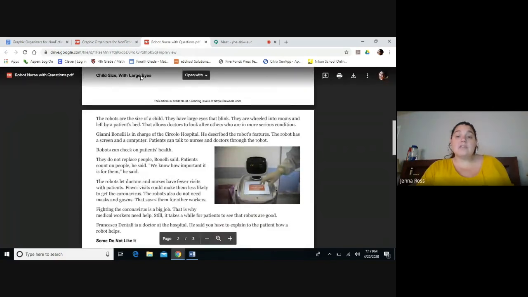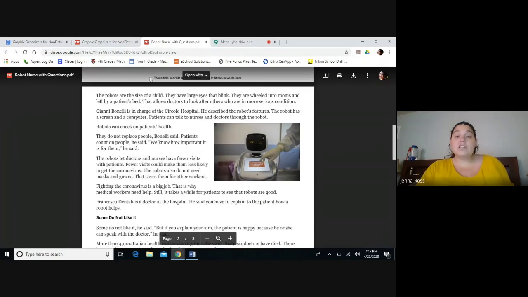This is child size with large eyes. So this talks about what the robot looks like. Okay, so let's go back and reread this. The robots are the size of a child. They have large eyes that blink. They are wheeled into rooms and left by a patient's bed that allows doctors to look after others who are in a more serious condition.